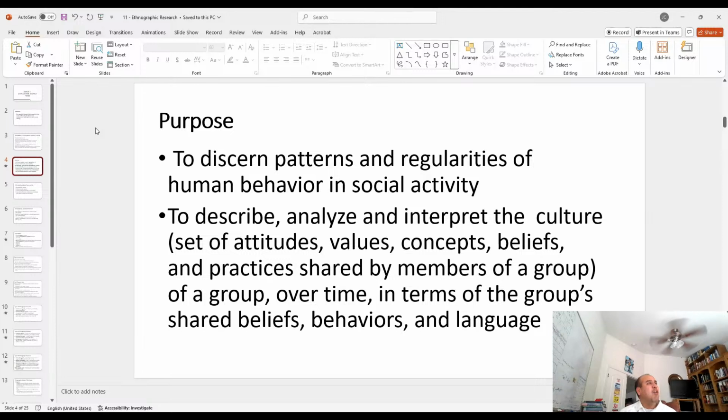Okay. And also, the purpose is to describe, analyze, interpret the culture, which means attitudes, values, concepts, beliefs, practices of a group over time in terms of the group's shared beliefs, behaviors, and language. Language is also a big part of culture, right? What language do you speak? English, Spanish? Sometimes people speak both. Spanglish, right? Hmong, English. Maybe there's Monglish or something, right? Sometimes people live in different worlds and they bring those languages together, and those may be very unique to that setting, right?